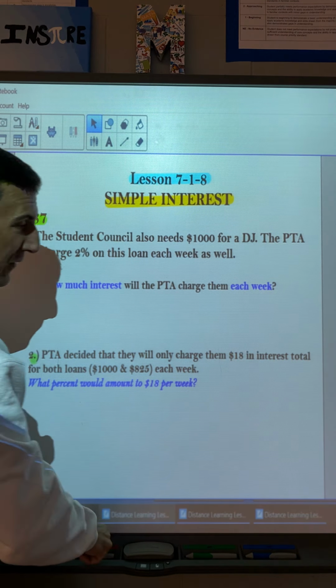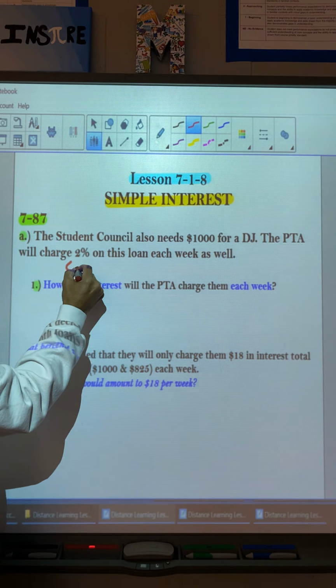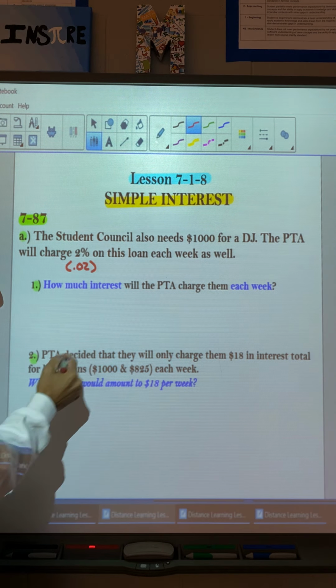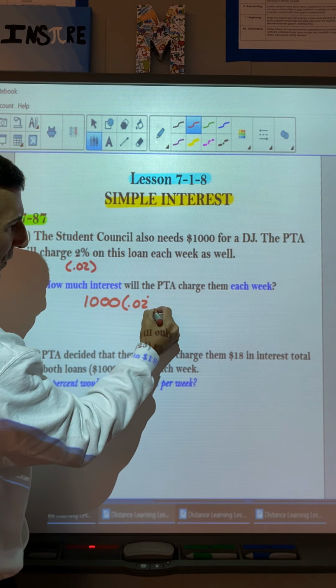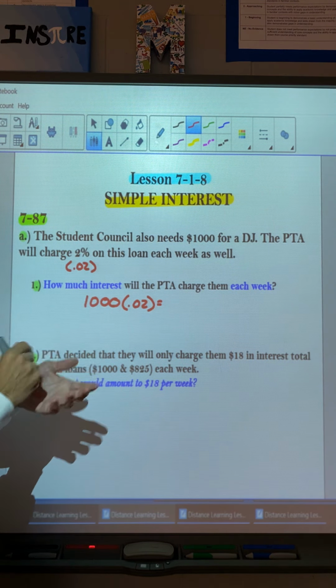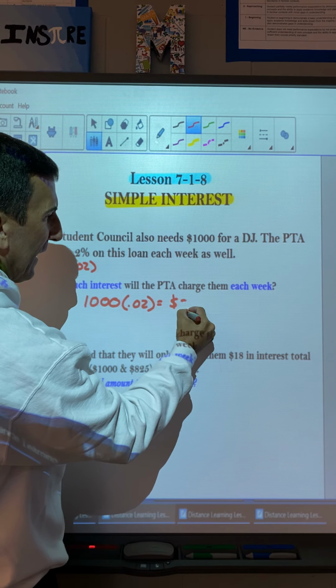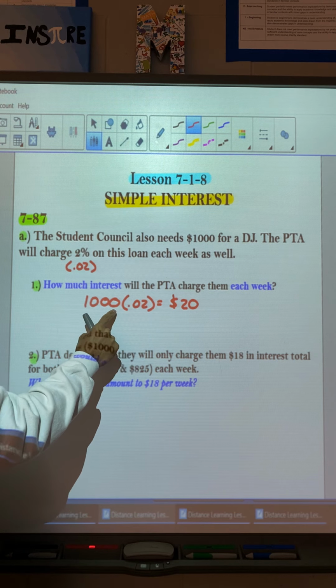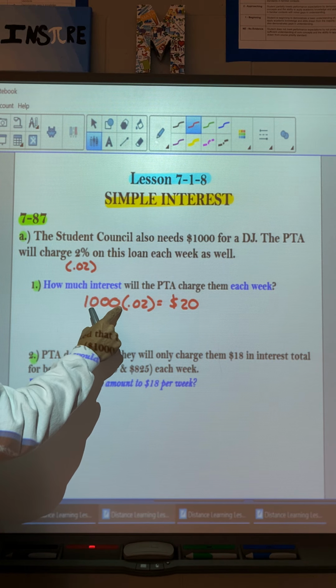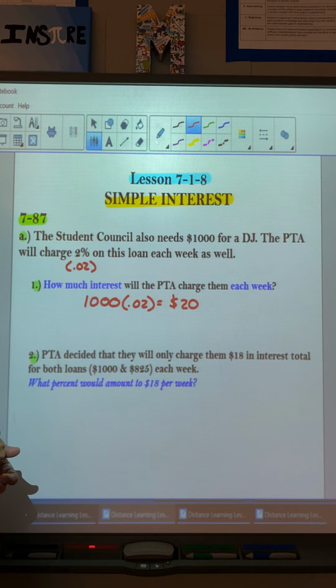Now again, the quick easy way is you change your 2% to a decimal, and you do $1,000 times 0.02. Get on your calculator and you would find that it's $20. Now some of you would say, well, I know 1% if I move the decimal over twice would be $10, so 2% would be $20. You can do it that way too. So each week we're going to owe them $20 until we pay that thing back.